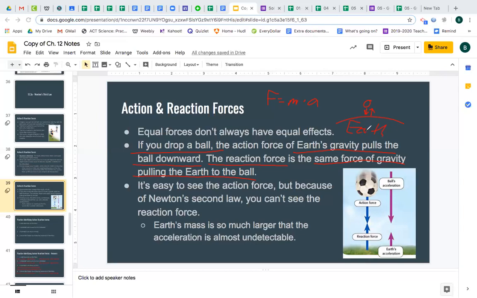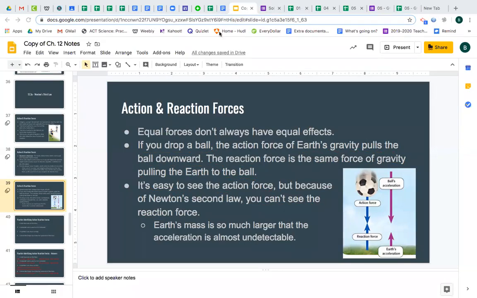Because the Earth has a much larger mass than anything that falls towards it, this mass is really big. When mass is really big, acceleration's got to be really small. So we don't see the Earth moving. So it's very easy to see the action force. It's easy to see this, but because of the relationship between mass and acceleration, we often don't see the reaction force. So again, Earth's mass is so much bigger that you can't detect the acceleration. It's so small it doesn't even show up.